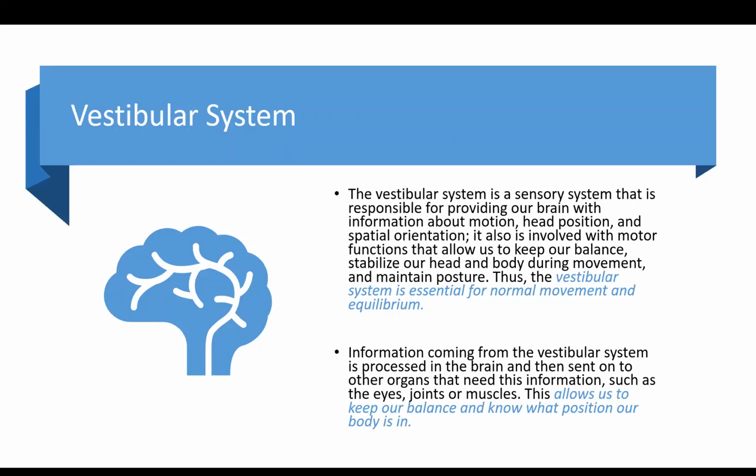Information coming from the vestibular system is processed in the brain and then sent on to other organs that need this information, such as our eyes, our joints, or our muscles. Again, this allows us to keep our balance and know what position our body is in. So the vestibular system is located within our inner ear, both of our ears, and connected to our brain via the vestibular cochlear nerve, which is cranial nerve number 8. We have 12 cranial nerves. So the vestibular cochlear system helps with balance, hearing, and gaze stability. This is information that coordinates the movement between the eyes and the head and provides important information about our posture.